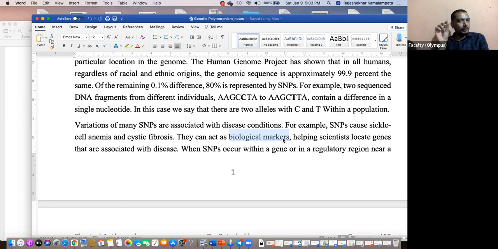Sometimes these sequences where variation is there, and we know that variation exists and we can detect it, this region acts like a biological marker. It helps you to identify the problem. It is acting like a reference point, helping scientists locate genes that are associated with the disease. Many times these SNPs are associated with a disease condition, like sickle cell anemia. You look for that letter, you find that letter in that particular person's DNA, you know the person is suffering from sickle cell anemia. So this becomes a tool to diagnose the problem.